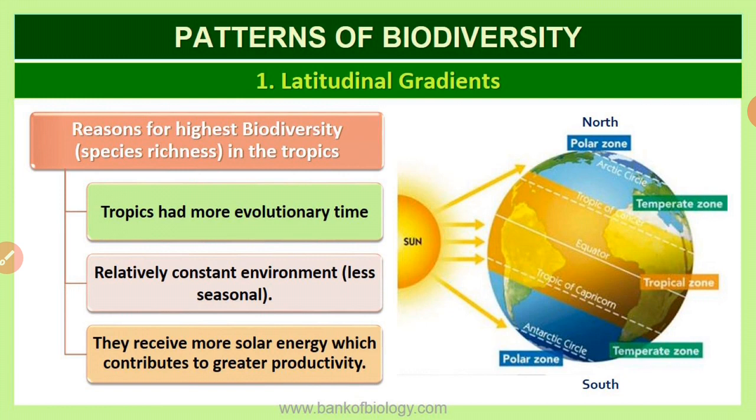Okay, so the reasons for the highest biodiversity in the tropics are, first of all, that the tropics had more evolutionary time, then a relatively constant environment, that is less seasonal, and they receive more solar energy, which contributes to greater productivity. So this is the reason why the tropics have more diversity than the temperate. Tropical regions have less fluctuation in their environmental conditions and temperatures. They receive more sunlight, which is available for the plants, hence they contribute to higher productivity, and this indirectly contributes to greater diversity. So this is all regarding the latitudinal gradients.